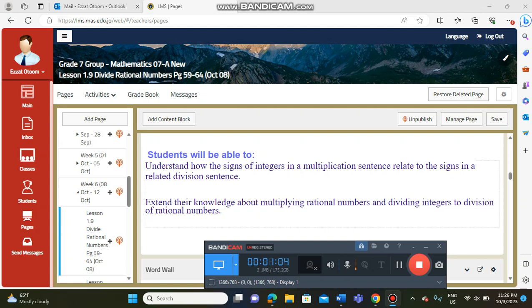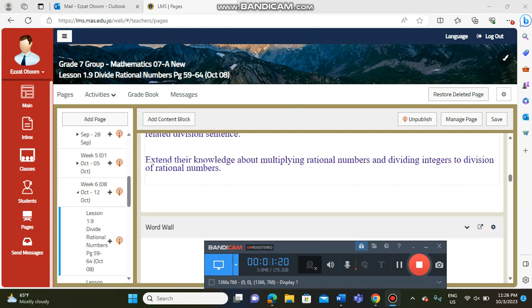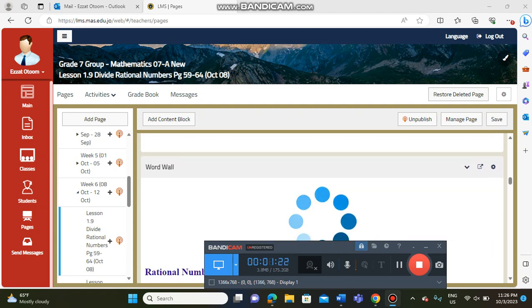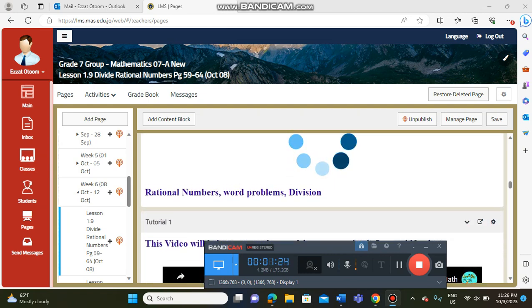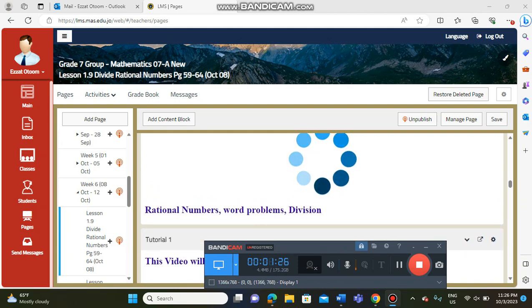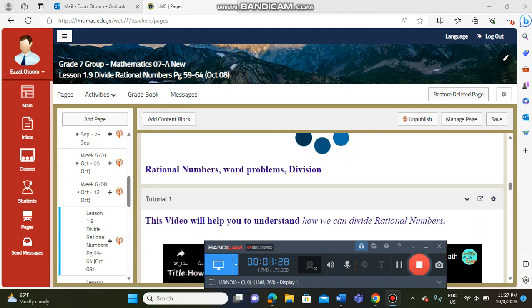We learned before everything about integers. Also now we can compare between rational numbers and irrational numbers. We learned how we can add, subtract, and multiply rational numbers. But here we will learn how we can divide rational numbers. We will start 8 October. Here we have new words: rational numbers, word problems, and division.